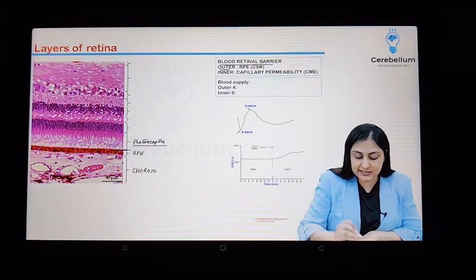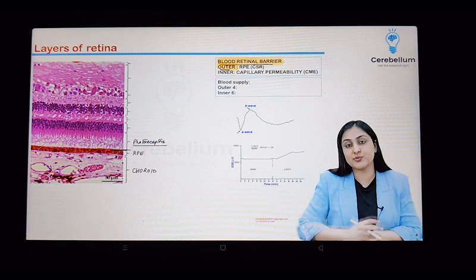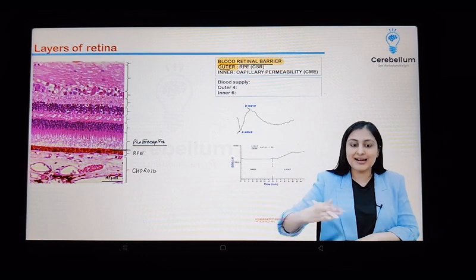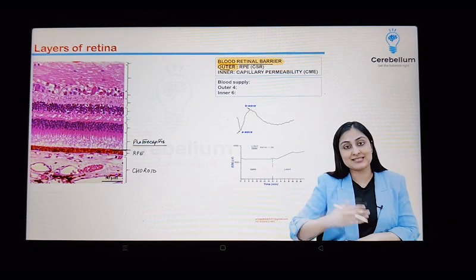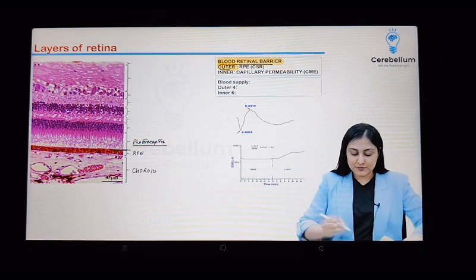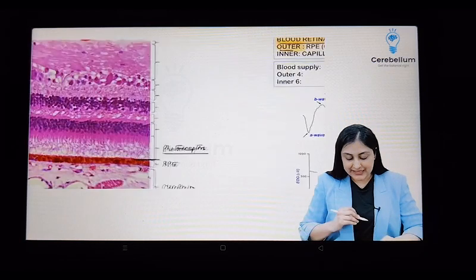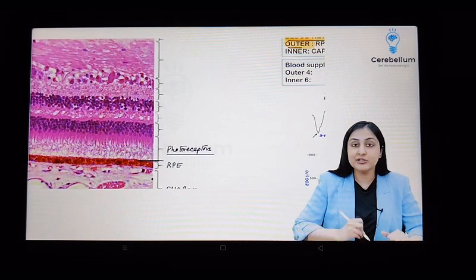I'll talk about the other things later, but right now just to localize, you also want to remember the blood retinal barrier, all of it is placed at this particular level. Okay, so you have RPE, you have photoreceptors. Then what you want to do is look at the cellular layers.